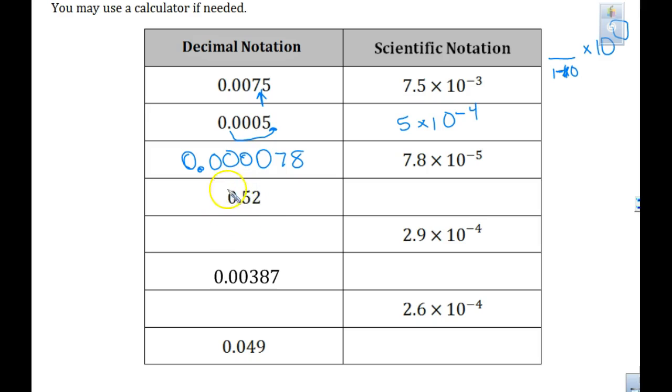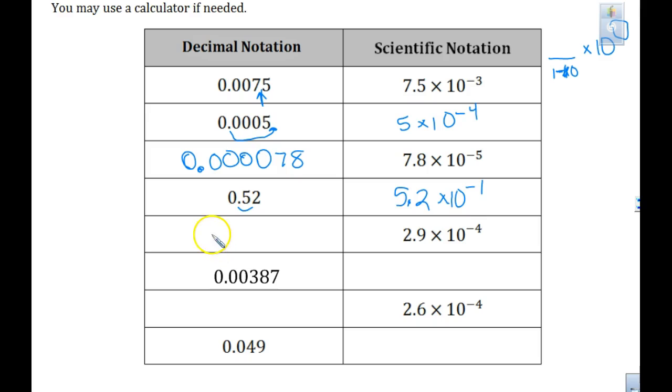Kevin Murray, as we're taking a look at this one, the first number has to be between 1 and 10. Where are you going to place your decimal? Between the 5 and the 2. So I get 5.2. It's going to be times 10. How many to what place value? Negative 1. I have 1 0. I'm moving it 1 place is how we want to think of that. Okay. As we are looking at the next one, 2.9 times 10 to the negative 1.